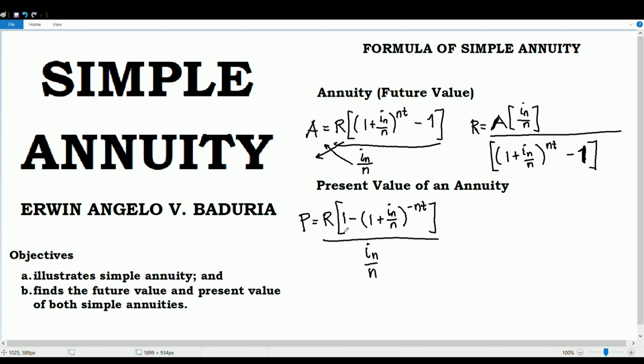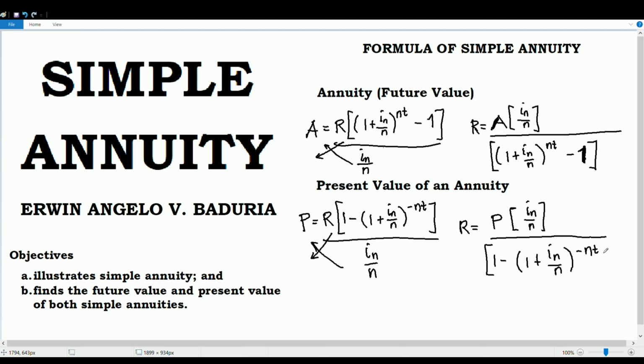Now we can also find the value of R, the regular payment, if the present value is provided. By cross multiplication, we cross multiply this upward and the bracket downward. So R is equal to P multiplied by i subscript n over n, all over the whole bracket beside R, that is 1 minus (1 plus i subscript n over n) raised to negative nt, close bracket.